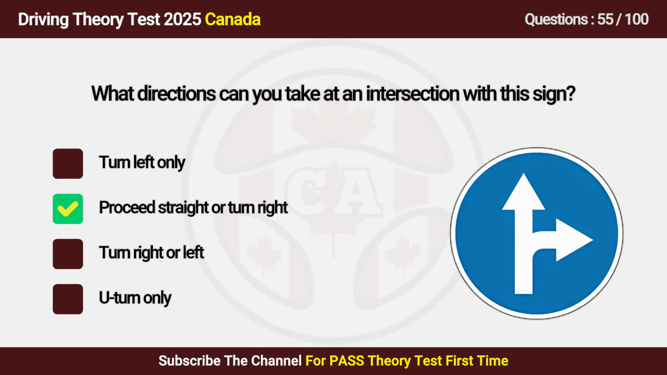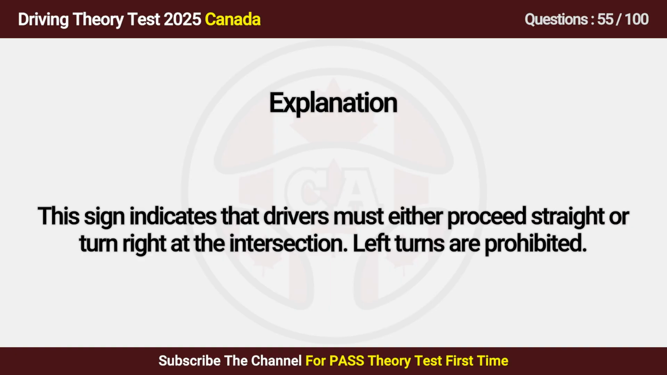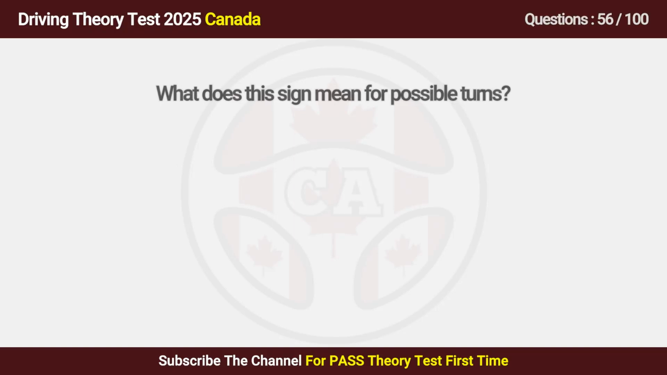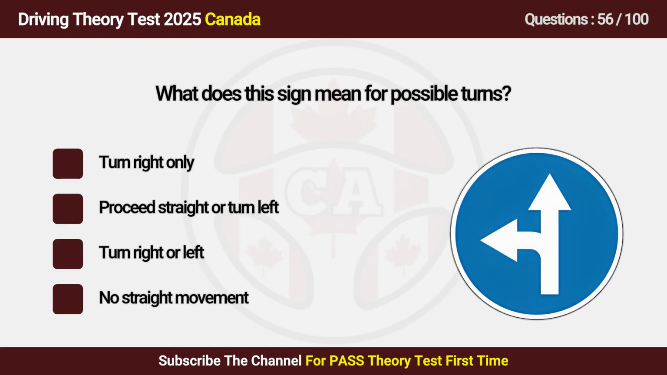Answer is B. Proceed straight or turn right. This sign indicates that drivers must either proceed straight or turn right at the intersection. Left turns are prohibited. Question 56. What does this sign mean for passable turns?